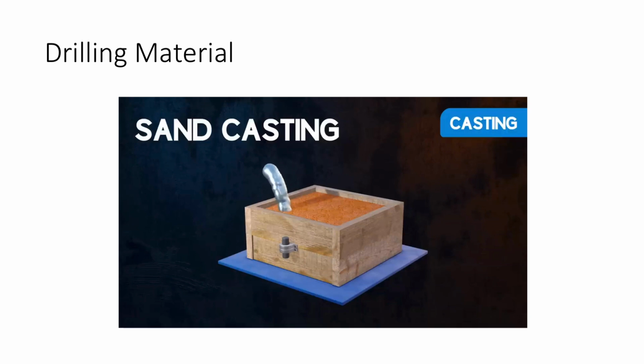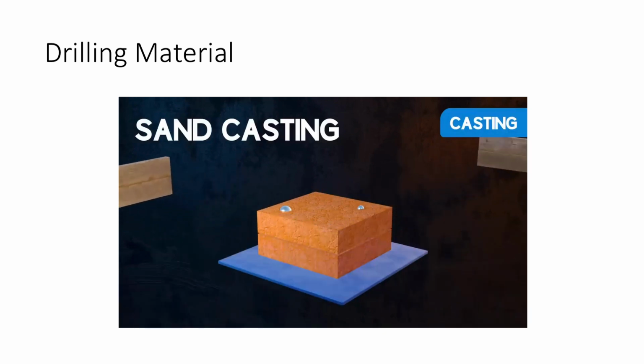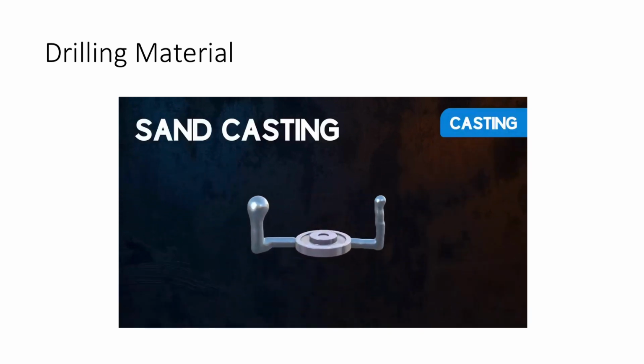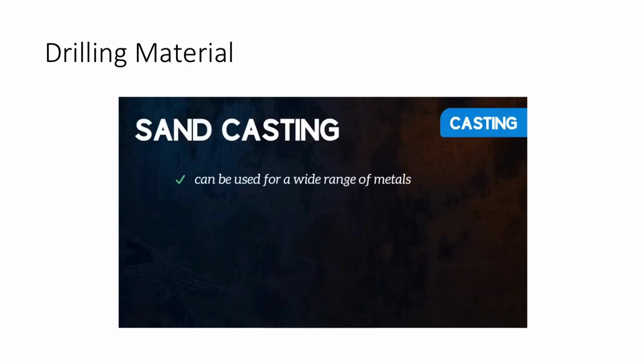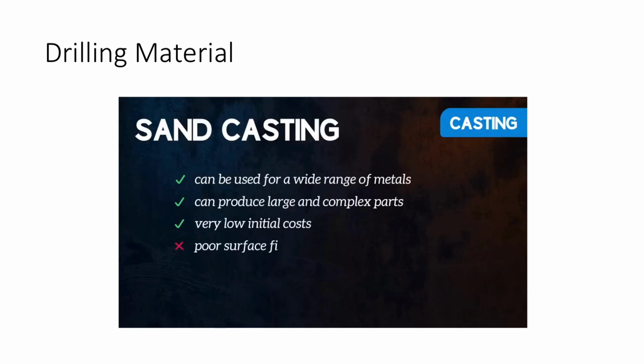Molten metal is poured into the mold through a channel formed in the sand. When the metal has solidified, the cast object can be removed from the sand. Sand casting can be used for a wide range of metals, including those with high melting temperatures. It can produce large and complex parts, and initial costs are very low, making it good for small production runs. However, it provides a poor surface finish and is not as accurate as other casting processes.